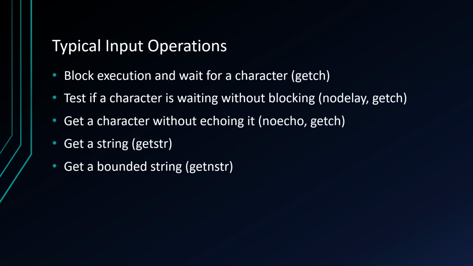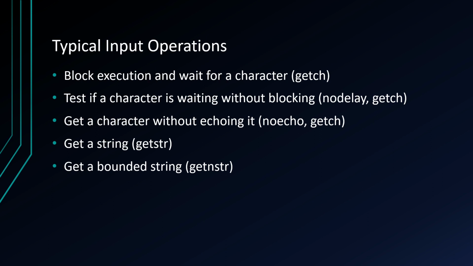If you are doing input, you can do blocking IO with getch. The default behavior is blocking. It gets a single character. If you want to test if a character is waiting without blocking, you can turn off the blocking behavior with nodelay and then call getch. And if there's a character waiting, it gives it back to you. And if not, it gives you a sentinel value that indicates that there was no character available.